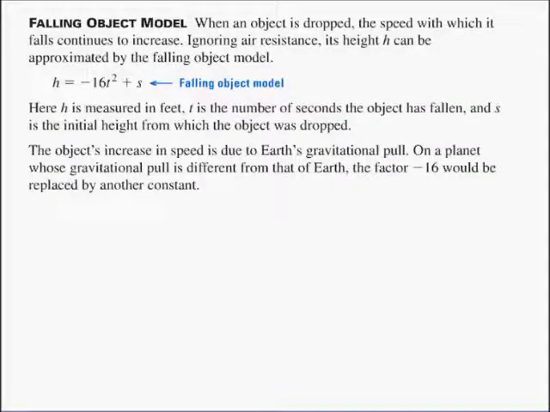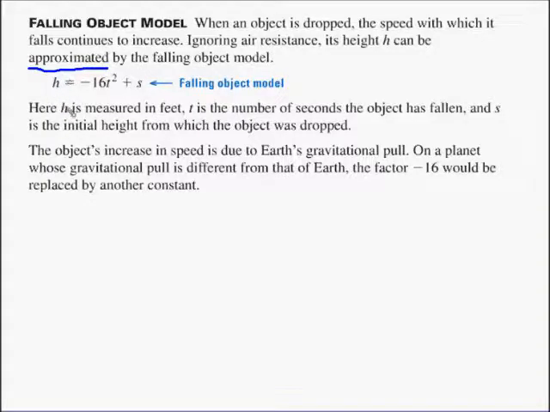I believe we have one more example, and this is called the falling object model. You will use this a lot in science, and usually the formula is repeated for you. When an object is dropped, the speed with which it falls continues to increase. As it gets closer and closer to the ground, it's going faster and faster. Ignoring air resistance, its height can be approximated by the falling object model.